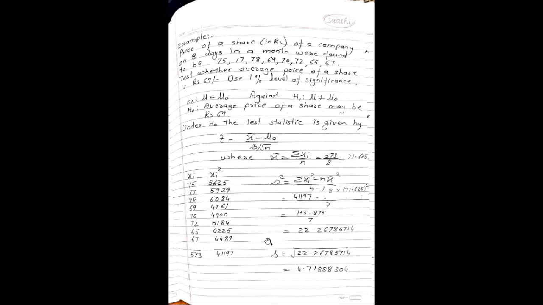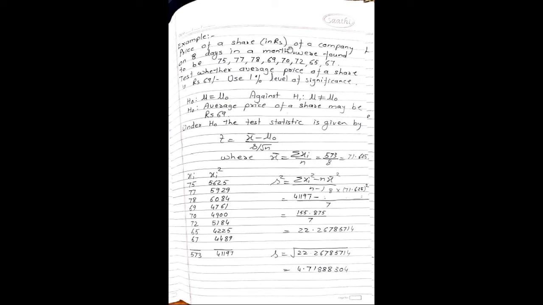So mod T calculated is greater than T tabulated. Therefore, we reject H naught at 1% level of significance. So we can write the conclusion as mean daily earnings may not be rupees 650. Next example.